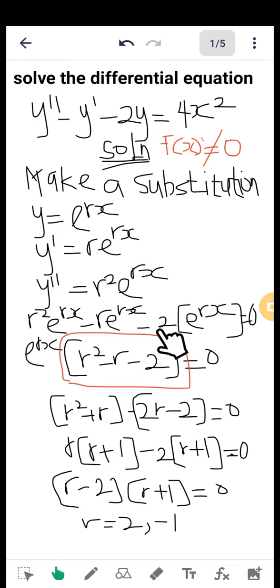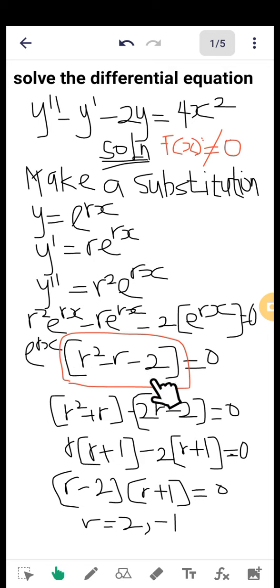So making the substitution, we are getting r squared e exponent rx minus the y prime, which is r e exponent rx, minus 2 times y, which is e exponent rx, equals 0. And then we factorize e exponent rx from the equation. So we are going to get r squared minus r minus 2 equals 0. Then after that, we try to solve this quadratically. So we all know how to solve a quadratic equation.